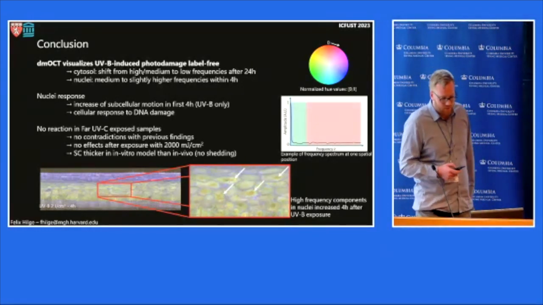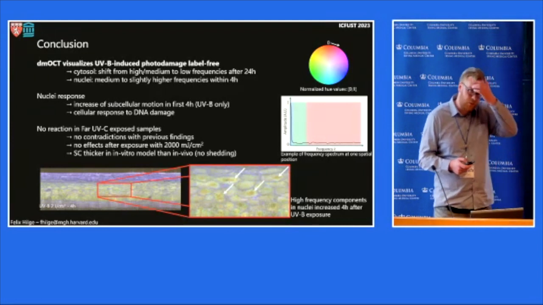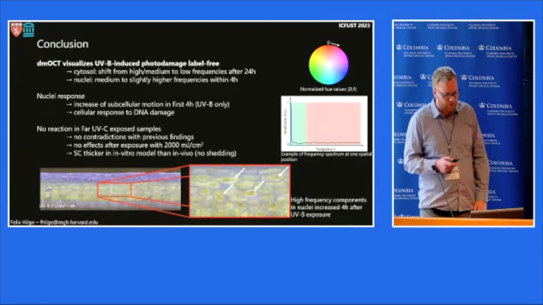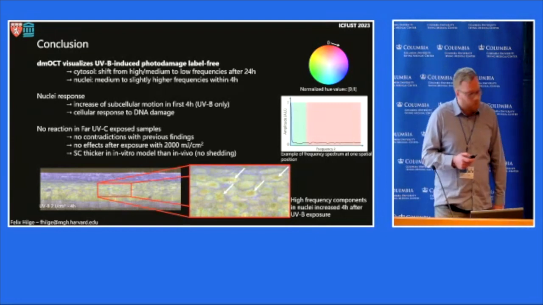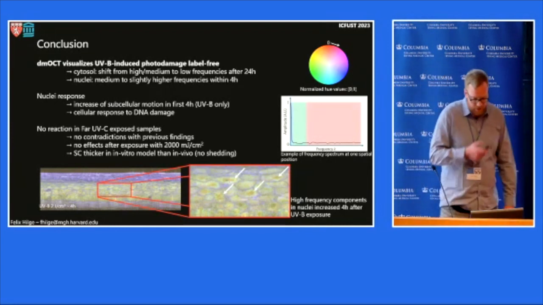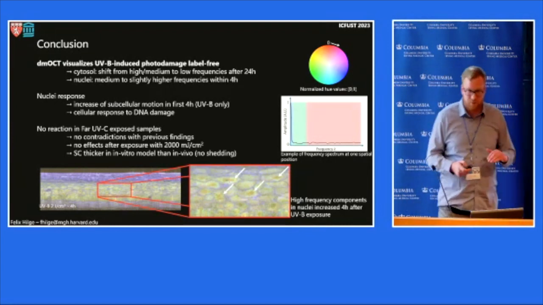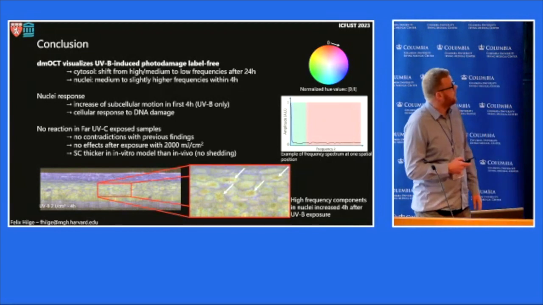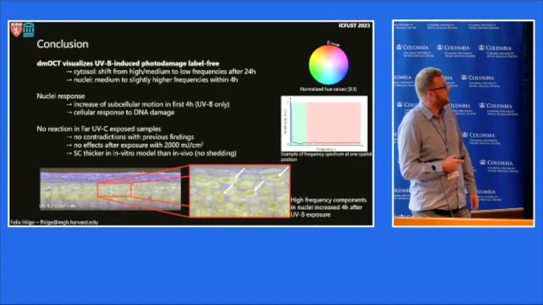This doesn't contradict anything that was presented previously today or yesterday. But there were also no effects with 2 joule. So either, as David Welch said yesterday in his talk, those threshold limit values are still too conservative, or the thickness of the stratum corneum might also be an important factor, because in those in vitro skin models, there is no shedding.